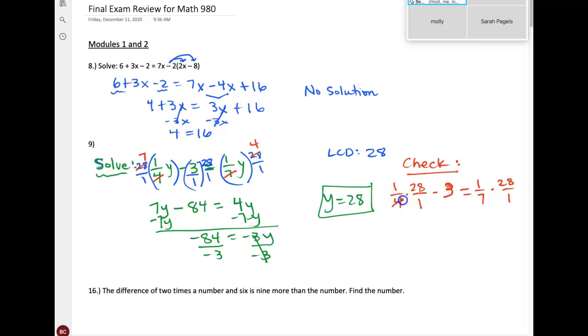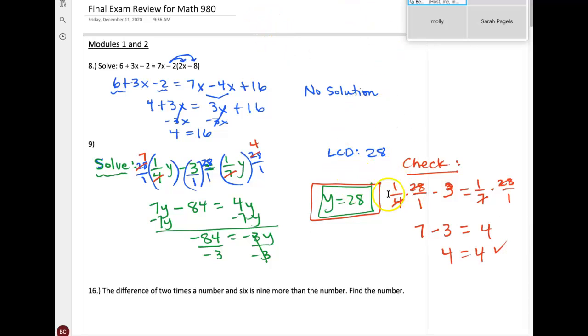So again here, this 4 divides into 28 7 times, so 7 minus 3 is what I'm left with on the left side, and when I divide 7 into 28 I get 4. And 7 minus 3 is 4. So that does check out. That tells us, yes indeed, we did it right. That is the correct answer.